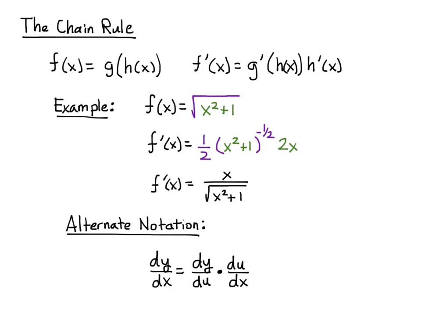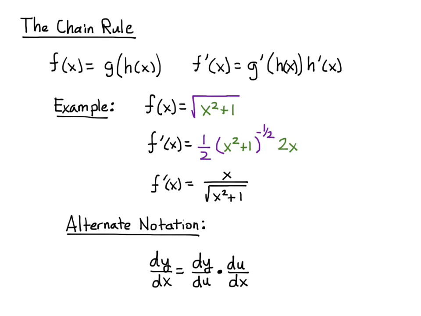Now that's kind of sloppy arm-waving math, but it works as a model to see why this thing works. So what we're really doing is taking the derivative of the outer function with respect to the inner function, and then we take the derivative of the inner function.